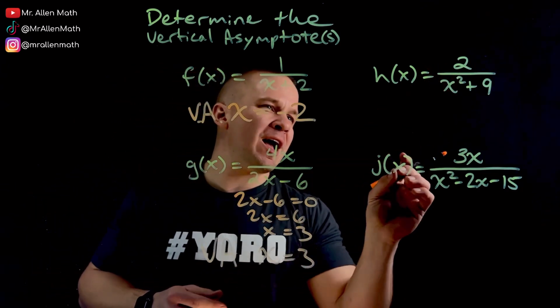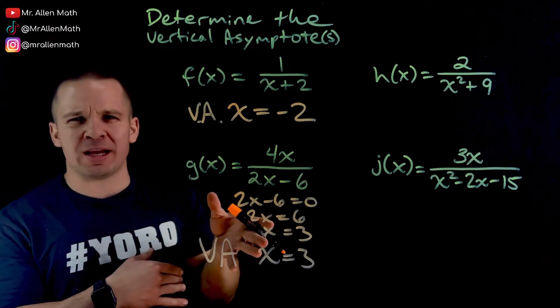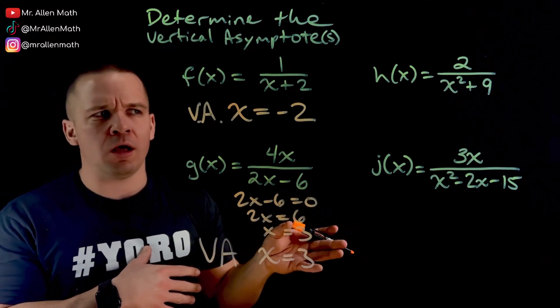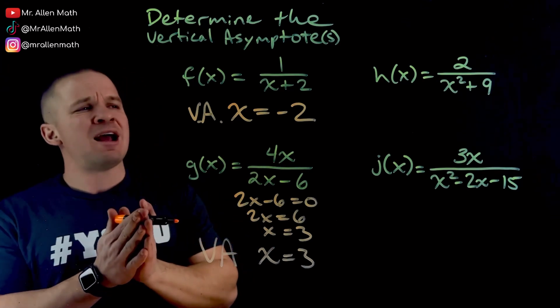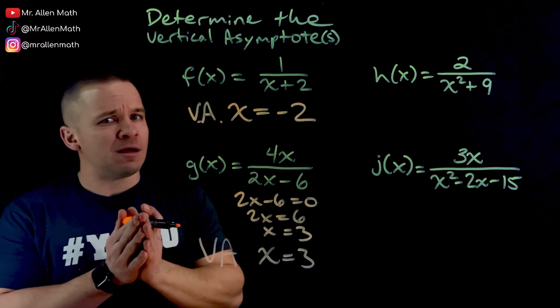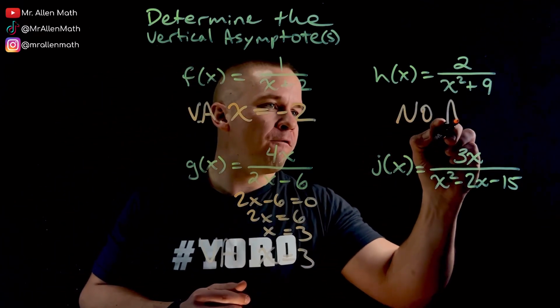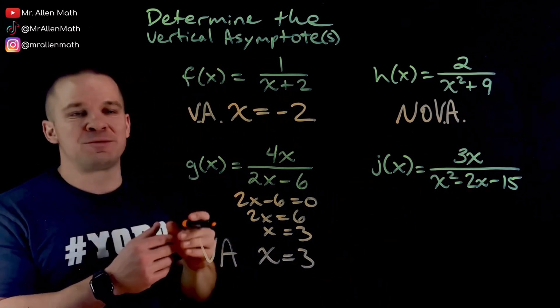I've got 2 over x squared plus 9. Anything I plug into x squared is always going to be a positive number, right? Well, if I always have a positive number, plus 9, is my denominator ever going to be 0? No. So there's no vertical asymptote on this particular one right here.